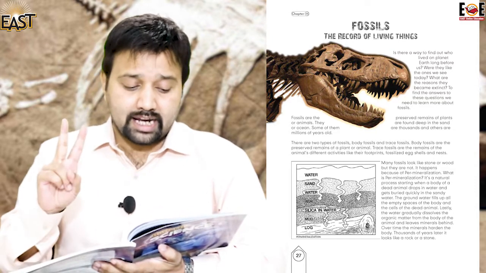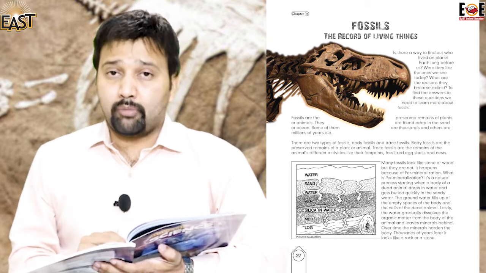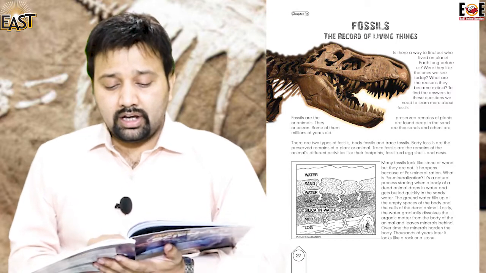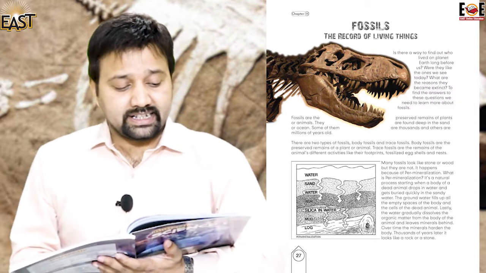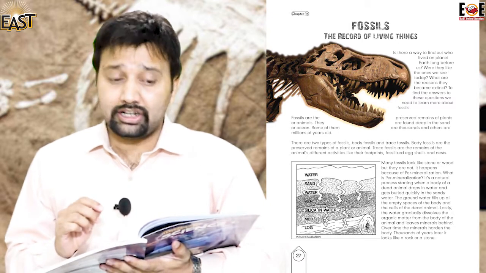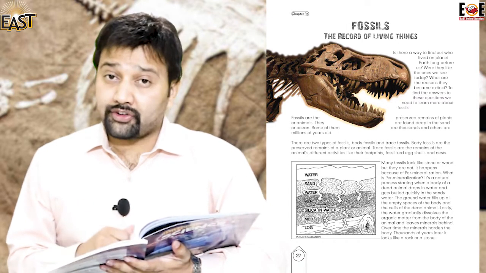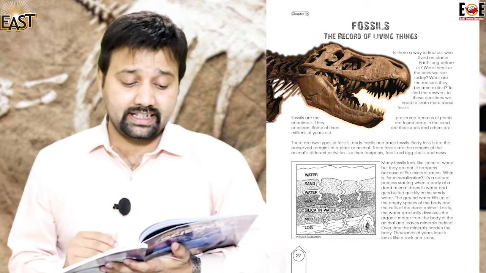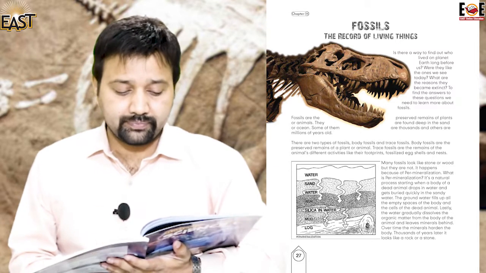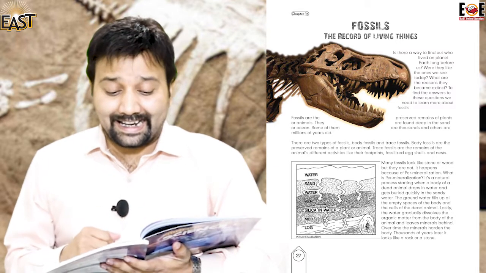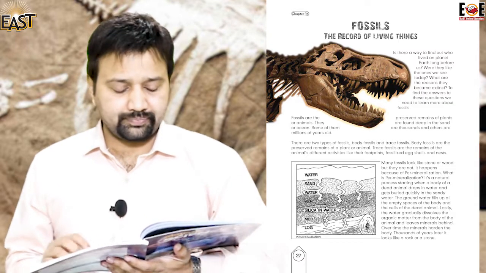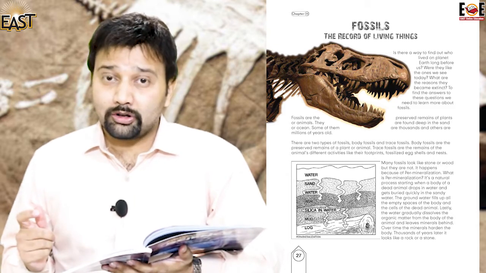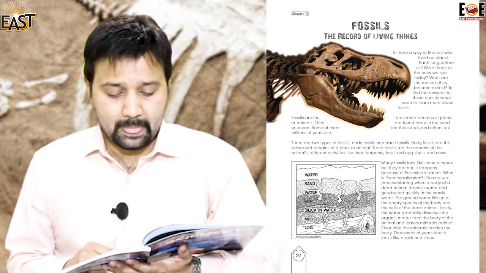There are two types of fossils: body fossils and trace fossils. Body fossils are the preserved remains of a plant or animal. Trace fossils are the remains of the animal's different activities, like their footprints, fossilized eggshells and nests. Many fossils look like stone or wood, but they are not.